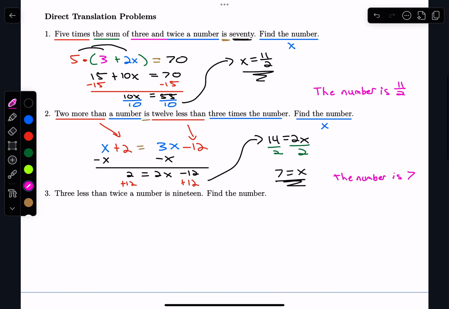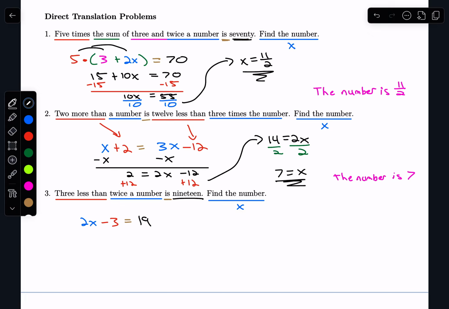All right, number 3. We have: 3 less than twice a number is 19. Find that number. So we're going to name that number x again. It says 3 less than twice a number. 3 less than tells me to subtract 3, but I have to subtract 3 from twice the number, which is 2x. Then the word is means equals for me. And this time we just have a nice easy 19 on the other side. So we just copy down that number.